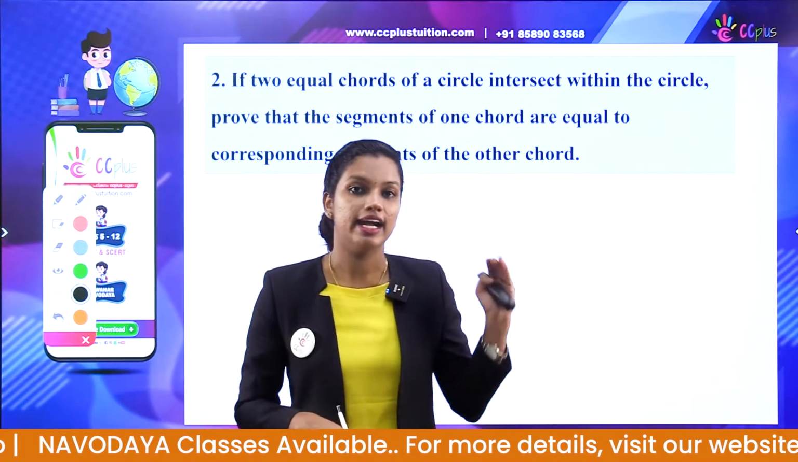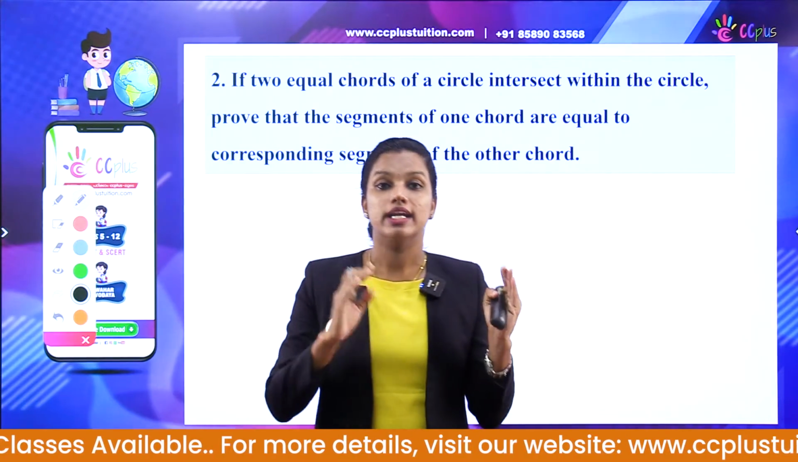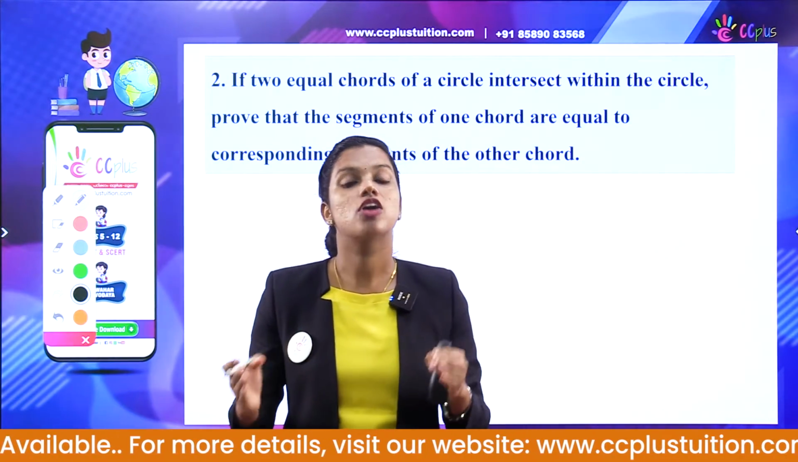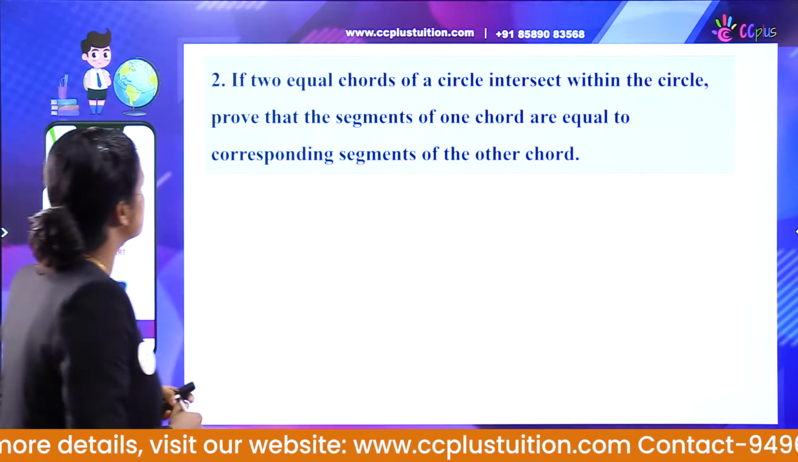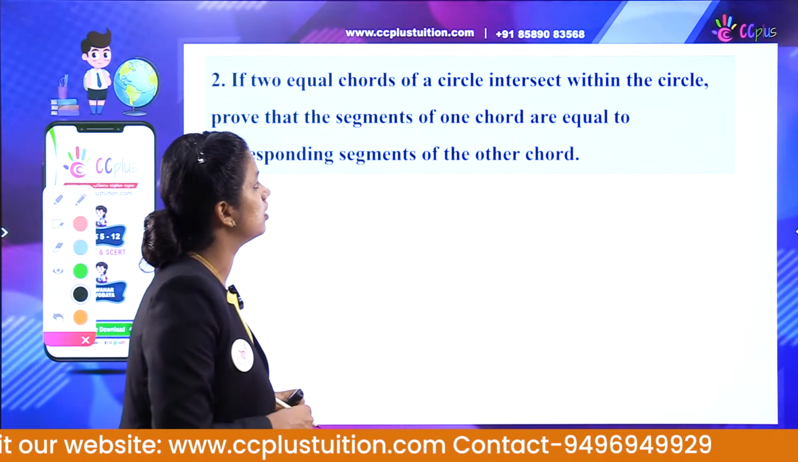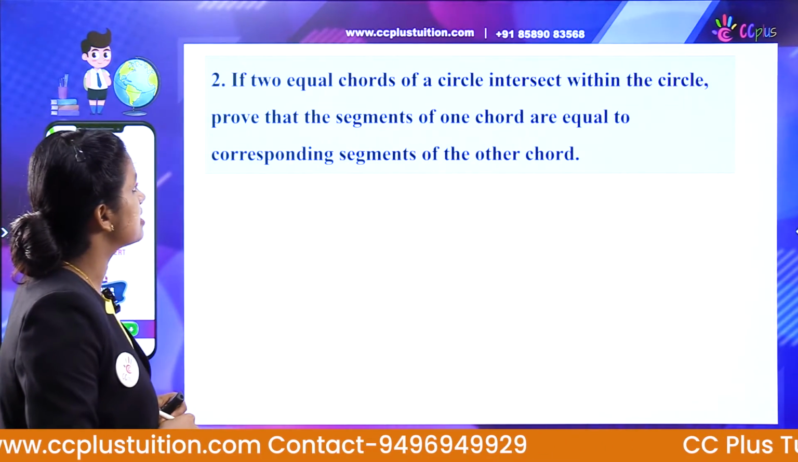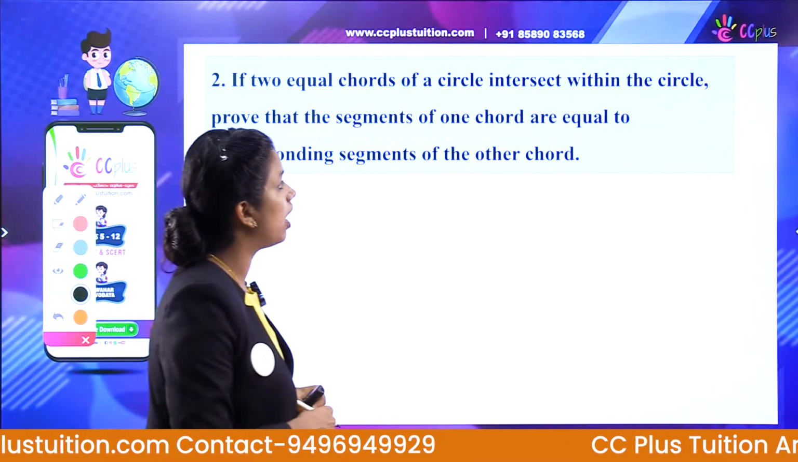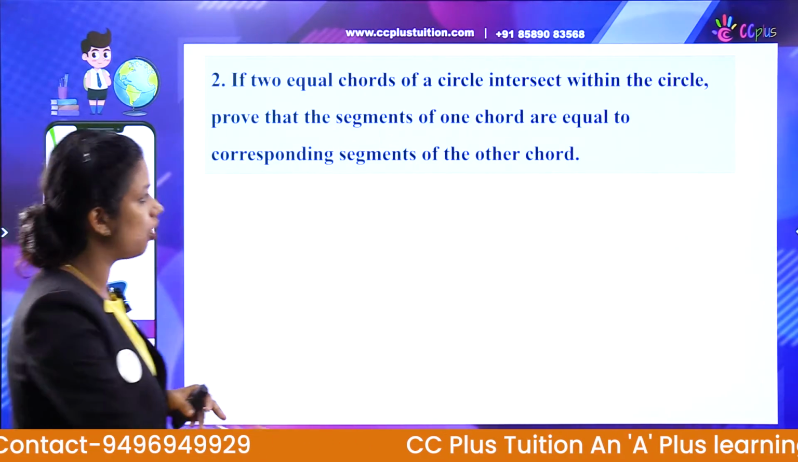So, mainly in this problem, we want to know the definition of a circle, chord and segment. Okay? Come, let's discuss. If two equal chords of a circle intersect within the circle, prove that the segments of one chord are equal to the corresponding segments of the other chord.